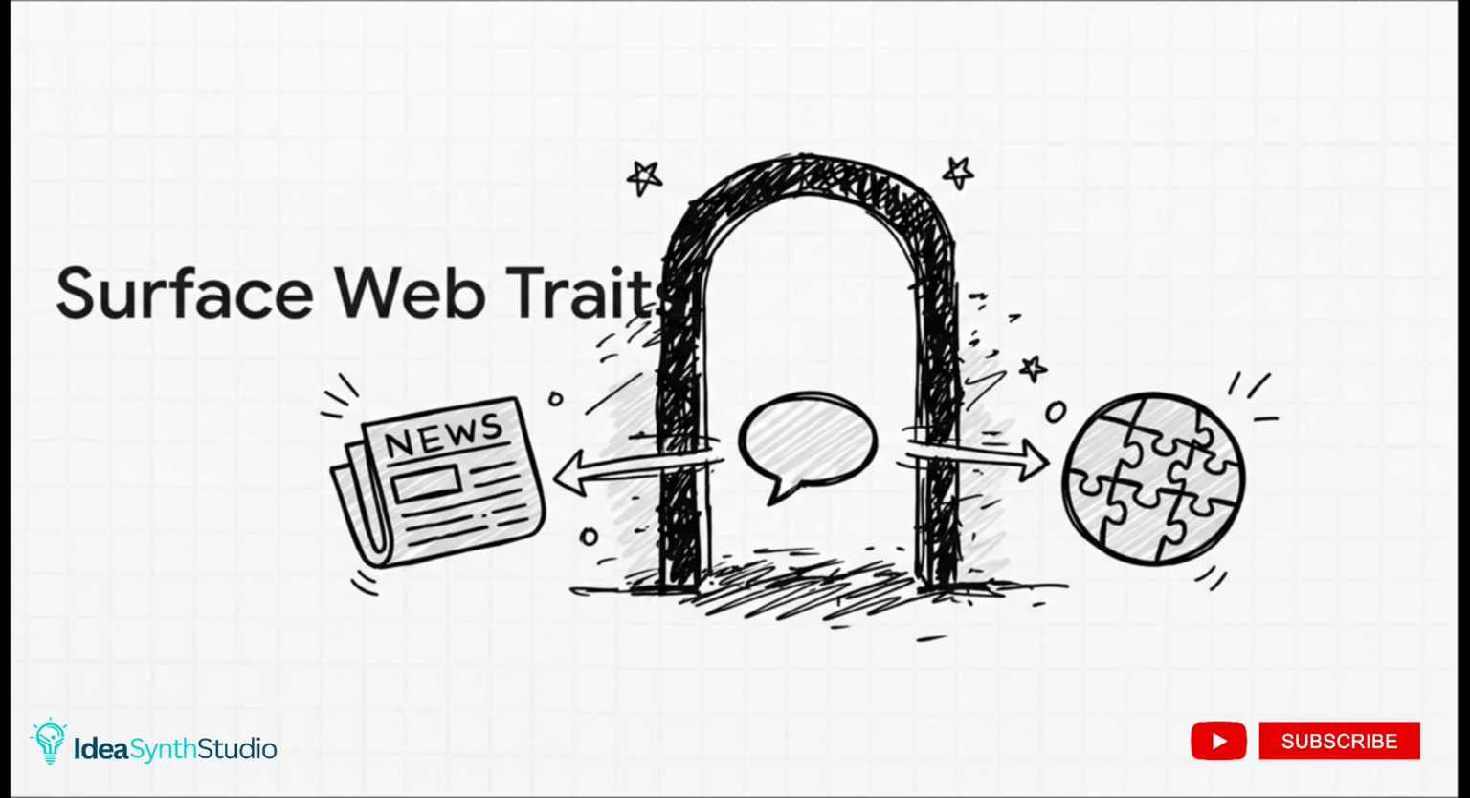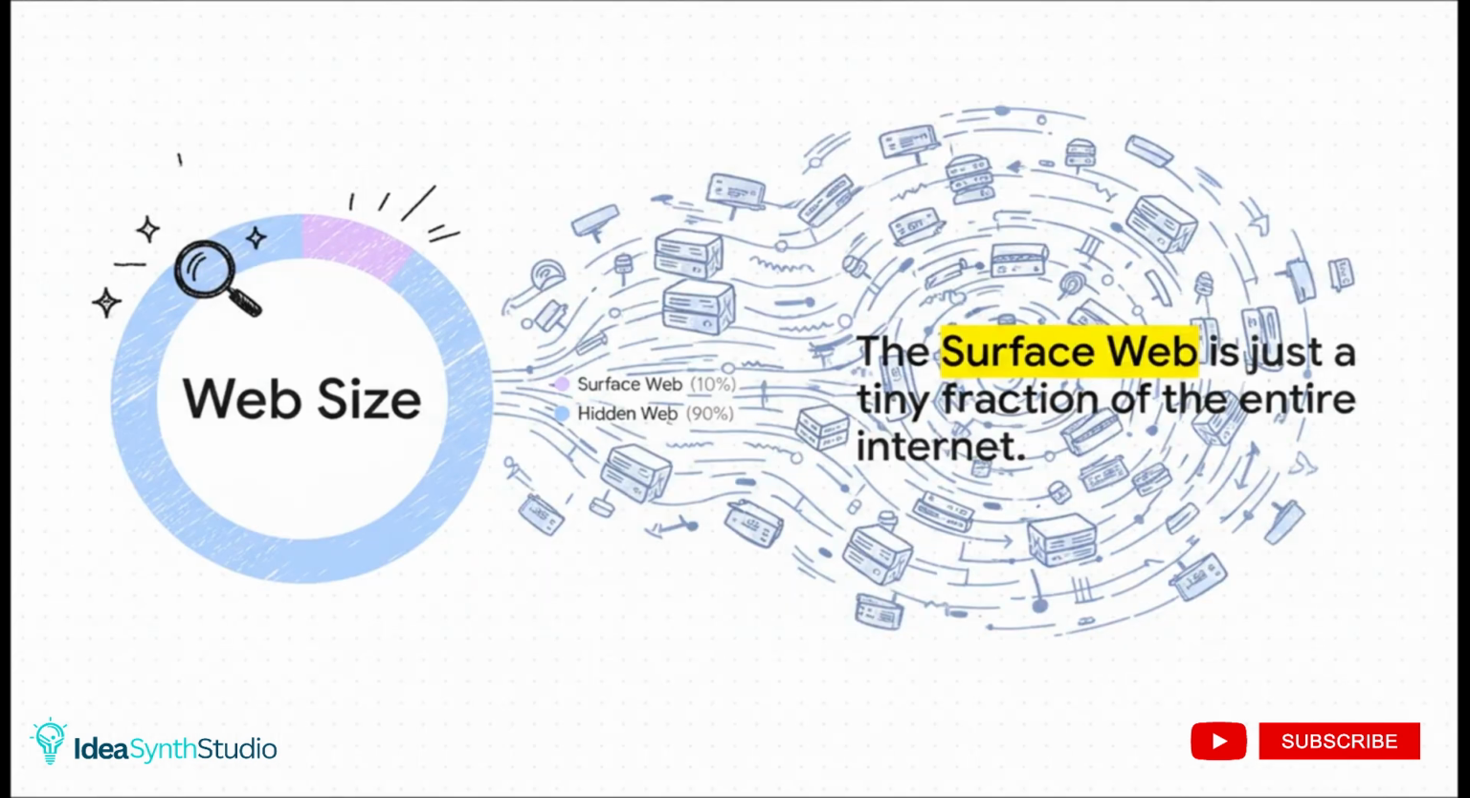You don't need a special login or a password to get in. We're talking about news websites, public blogs, Wikipedia. Basically, if a search engine can take you there directly, you're on the surface web. And this chart, wow, this really puts the scale into perspective, doesn't it? That tiny 10% slice represents the entire surface web we just talked about. The other 90%? Well, that's the hidden part we're about to explore.